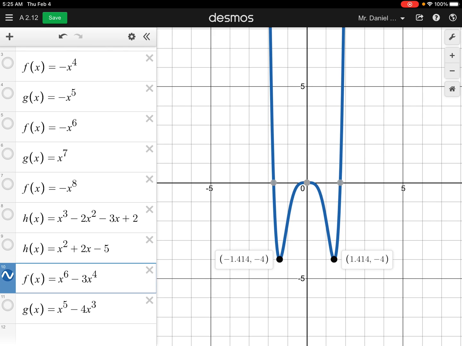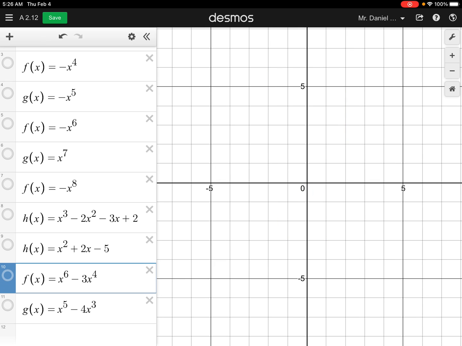Looking at this point and this point, there we go. Negative 1.4, positive 1.4. And both of them I have a negative 4. So it's the same y value and the same x value over left or right. And up here, same thing. Same x value over left and right, and then same y value. They both had 0. So this would be an even function. Both powers are even.